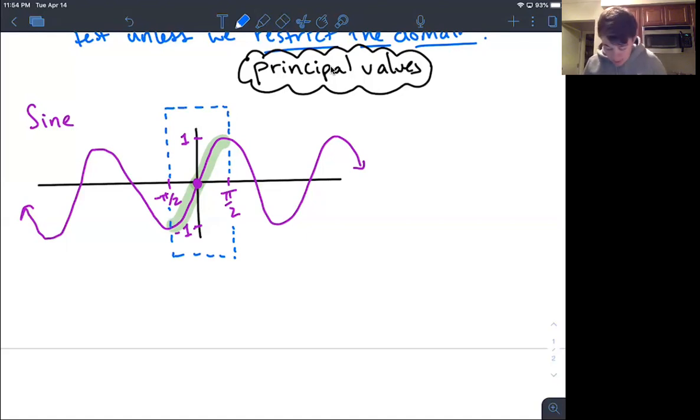So the way that I'm going to write that is, where do I want to put that? Sine is going to be negative pi over 2 to positive pi over 2. Those are my principal values. So I kind of squeeze that in there a little bit.